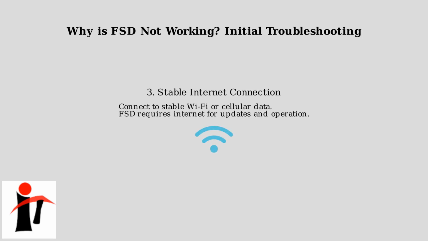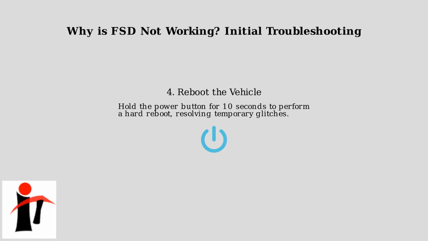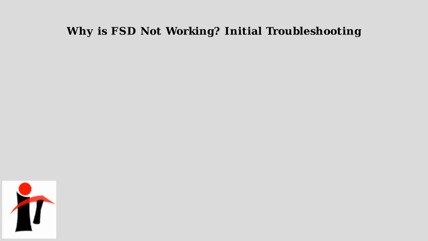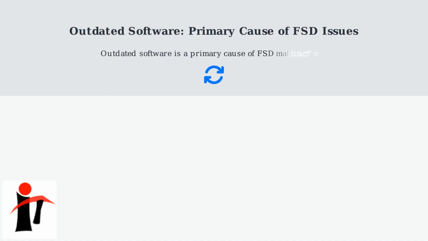Third, make sure your vehicle is connected to a stable internet connection for updates and proper operation. Fourth, try a hard reboot by holding the power button for 10 seconds to clear temporary glitches. Finally, verify your car is running the latest software version through the Tesla app or in-car interface. Outdated software is a primary cause of FSD malfunctions.